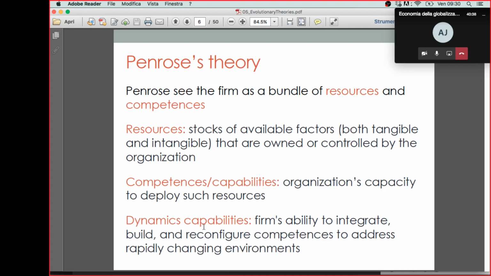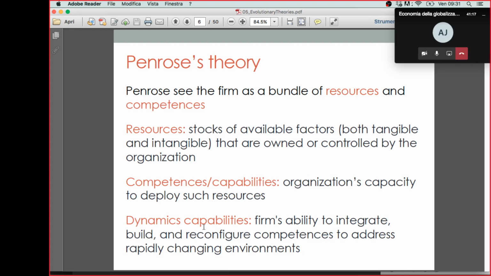The second component that characterizes a firm is what she called competences and capabilities. What are competences and capabilities? They are basically the organization's capacity to deploy such resources. So what differentiates one firm from another is not only the resources that the firm owns, but also the capability that each firm has to make use of these resources. And it is actually this capability of the firm to make use of these resources that grants some degree of competitive advantage to these firms. Okay.